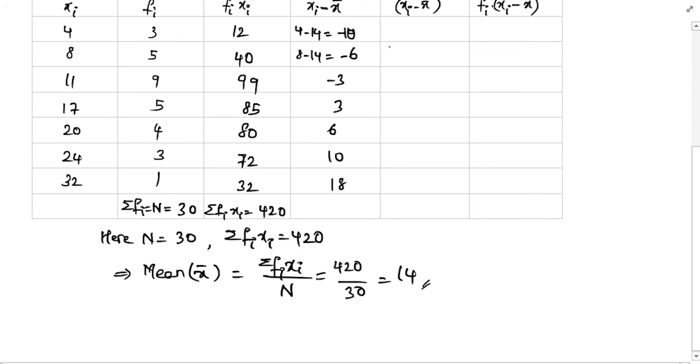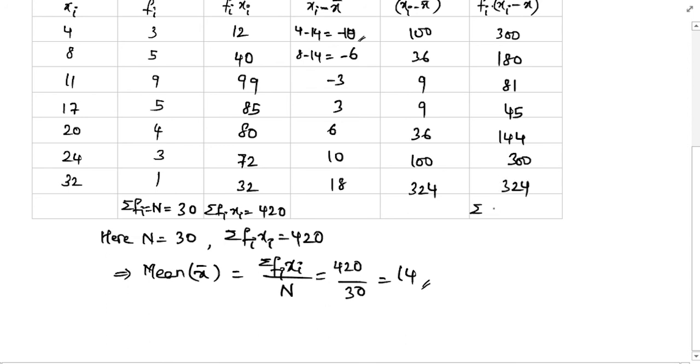Now xi minus x bar the whole square. So the square of these will be 100, 36, 9, 9, 36, 100, and this will be 324. Now we will find fi into xi minus x bar whole square. That is 3 into 100 is 300. Then 5 into 36 is 180. Then this will be 81, 45, 144, 300 and 324.